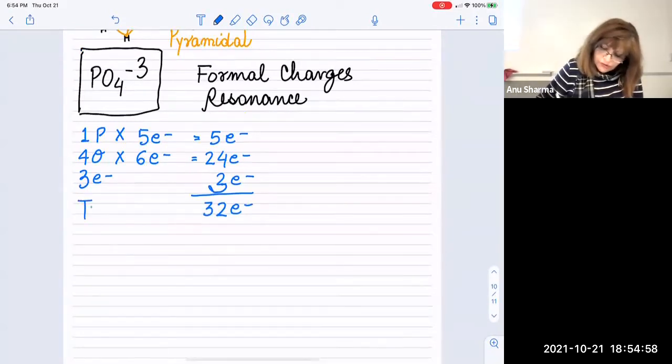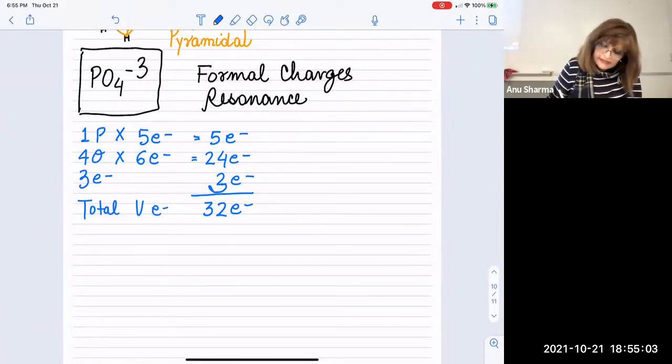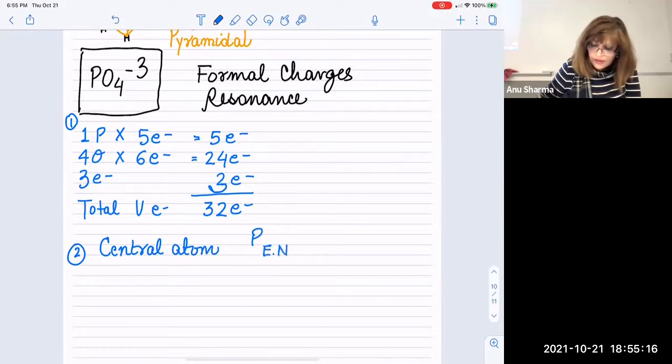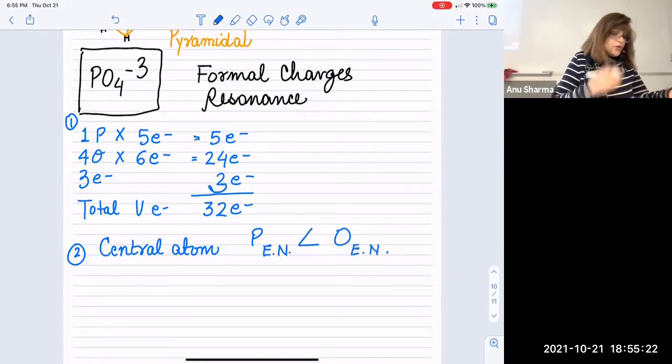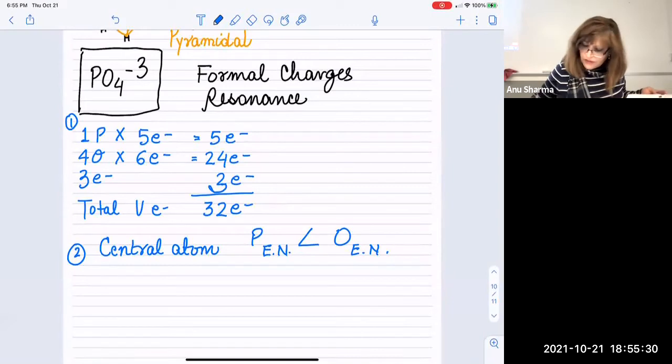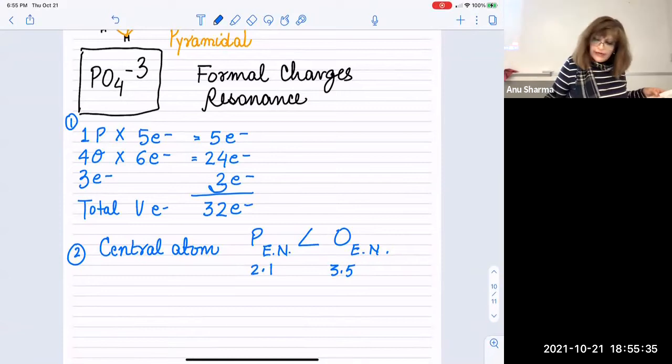These are the total valence electrons. Okay. Next is identifying the central atom. So here we see phosphorus has a lower electronegativity than oxygen. From that handout table, phosphorus electronegativity is 2.1, oxygen is 3.5. So it has a lower electronegativity.